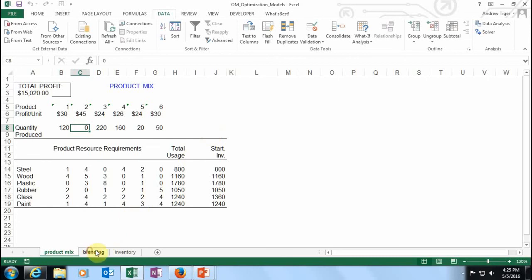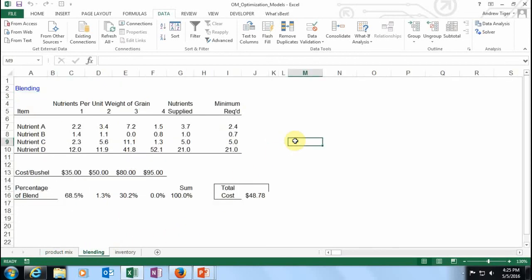Let's go to the second one. This is a blending problem. What we're trying to do is determine these 4 raw materials to buy. So I'm going to go to a feed store, I think this is a feed for livestock, and I'm going to buy some of this. I'm going to buy this, and I'm going to build a food source that I'm going to feed my livestock.